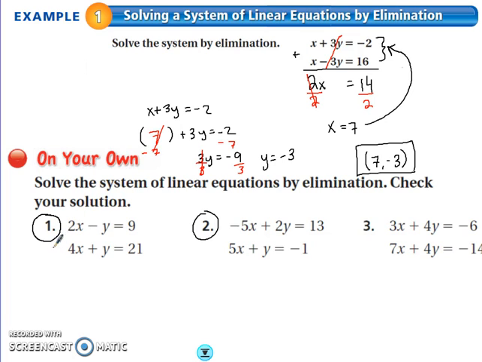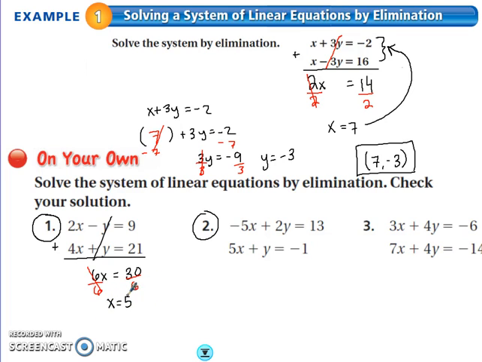Number 1 already has additive inverses, so if I simply add, the y's are inverses, so they will cancel, leaving me with 6x on the left, and on the right I add 9 and 21 to get 30. Dividing by 6, I find that x is equal to 5.